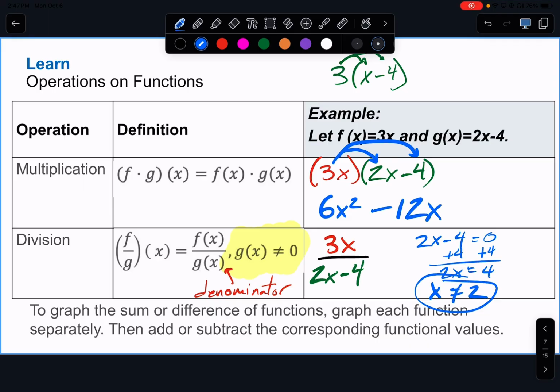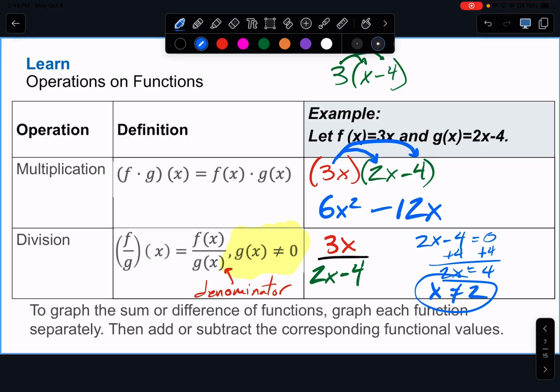That's going to come into play when we talk about the domain of combined functions. Whether we're multiplying, dividing them, whatever, adding them. Most of the time our domain is going to be negative infinity, infinity. There's not a limit. But when we are dividing, there are some values that we cannot have because we cannot end up with 0 in the denominator. So x in this case cannot be 2.